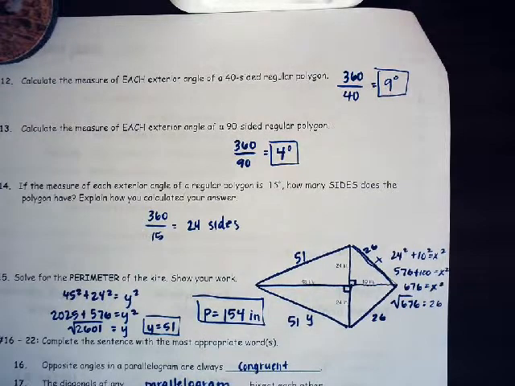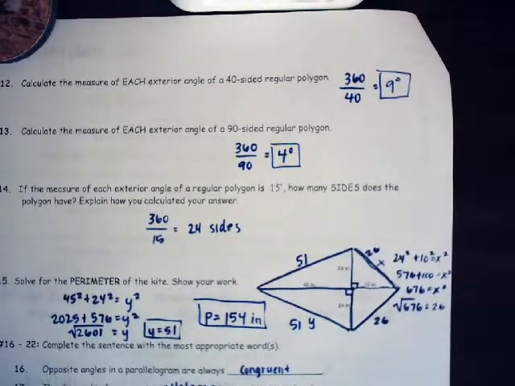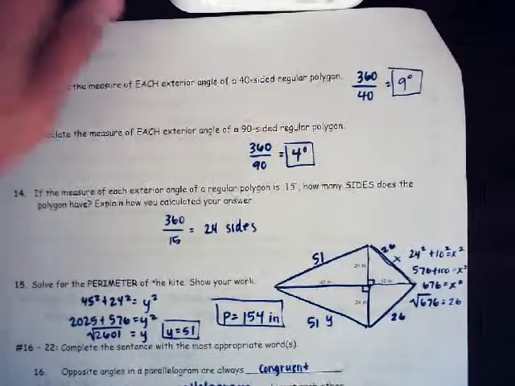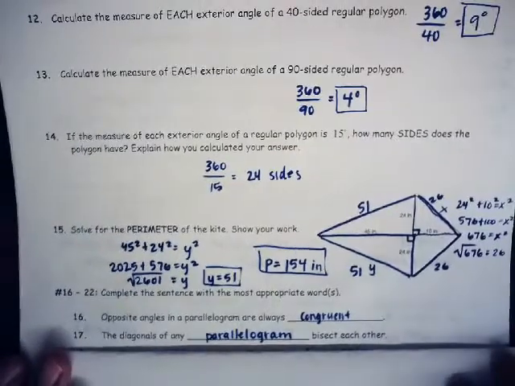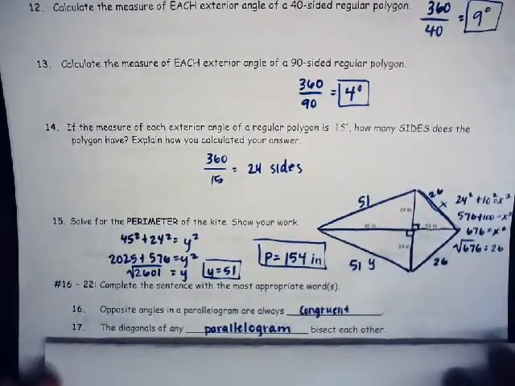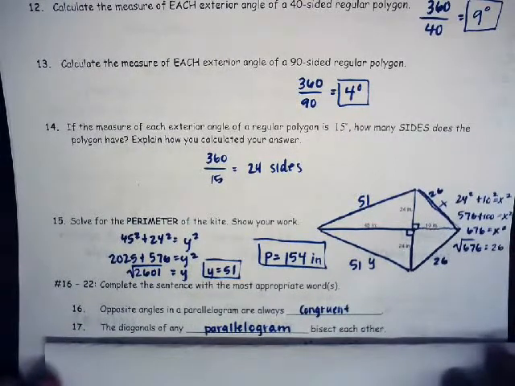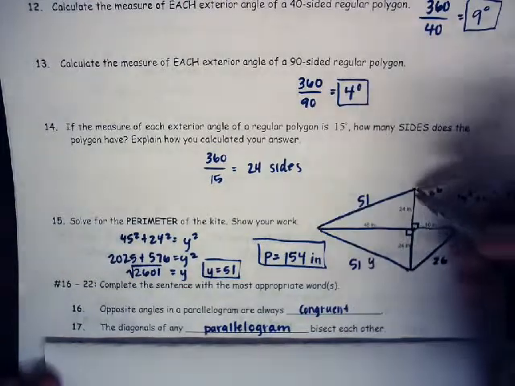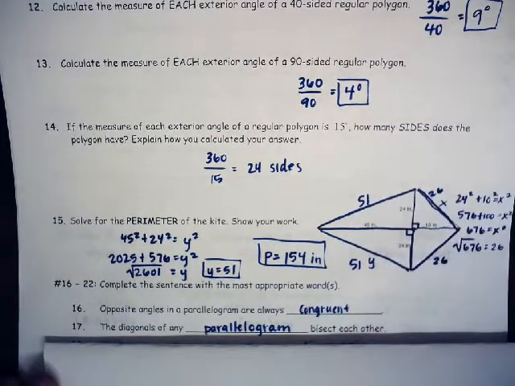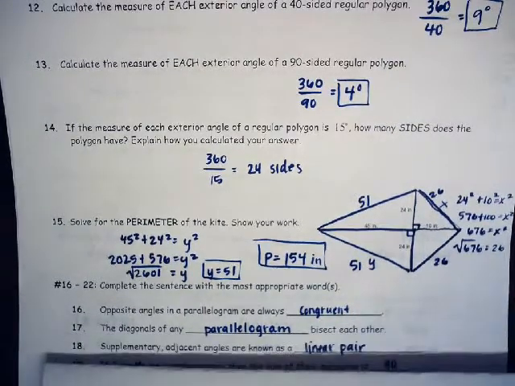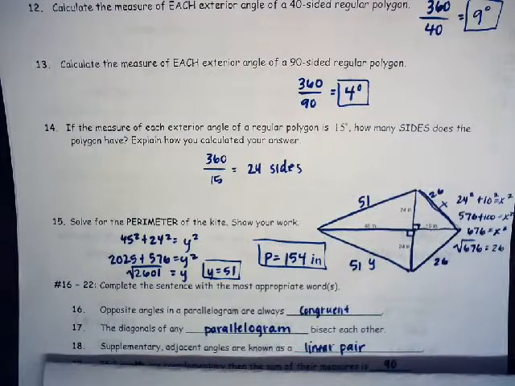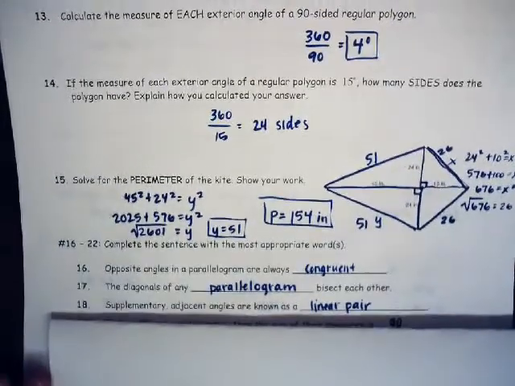Okay, the next is just some vocabulary, so we'll just go through it. Opposite angles in a parallelogram are always congruent. The diagonals of any parallelogram bisect each other, so that's every parallelogram. It's not true of a kite. A kite only bisects the short diagonal. It's not true of a trapezoid, so it's parallelogram. Supplementary adjacent angles are known as a linear pair.